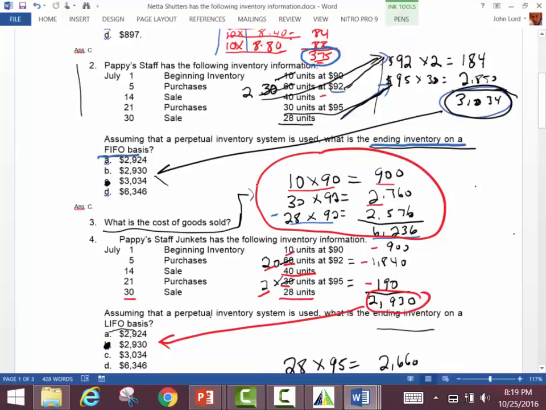So cost of goods sold is what? I sold those 10 at 90, right? And then I sold these 30 at 92, and then I sold 28 of those, because remember I ended up with 2. I sold 28 of those also at 92, didn't I? To get the cost of goods sold?